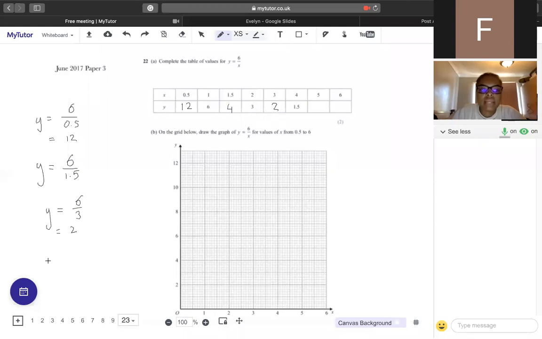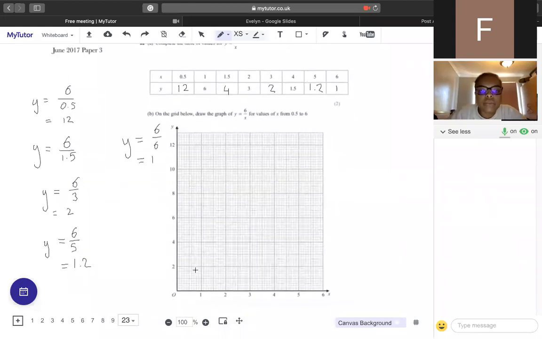Then the next one is when x is 5. So you've got 6 divided by 5. When you do 6 divided by 5, you get 1.2. And then the last one is 6 divided by 6, which is 1. So now you have all of your coordinates. The second part, part B, is now asking us to draw it. So we just need to plot our coordinates and then draw a smooth curve that goes through each of them.